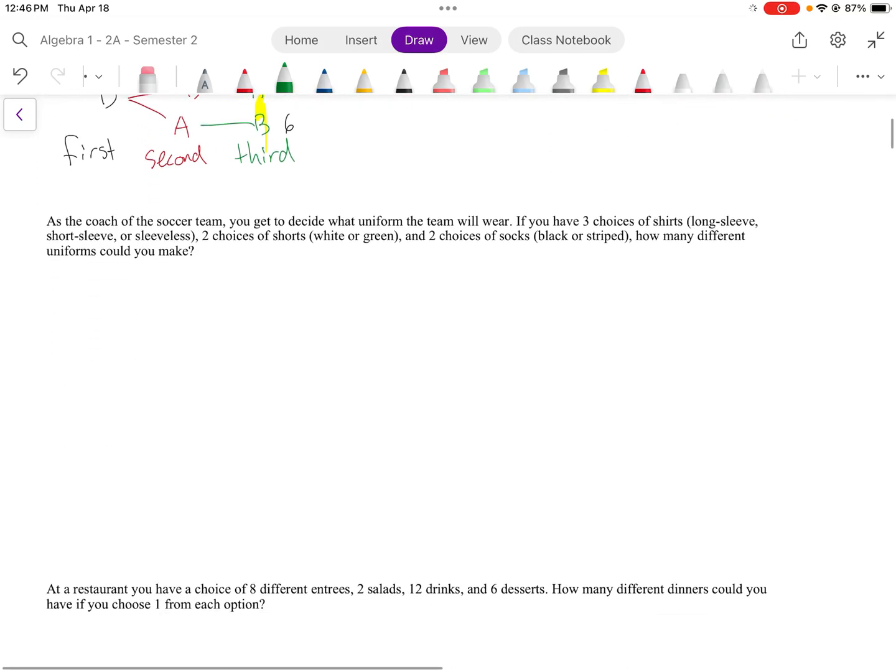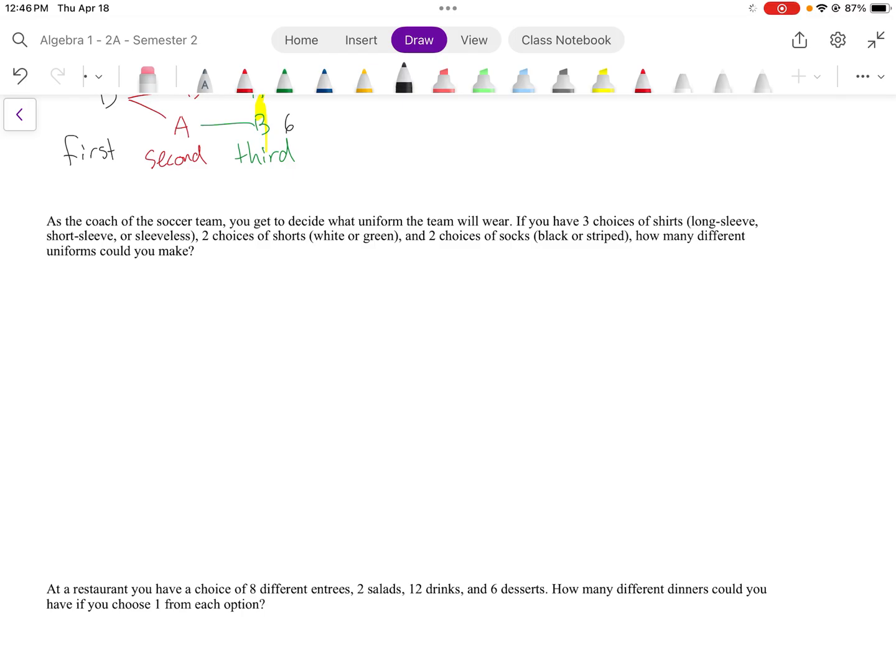In this second example, it's going to be a slightly different scenario. Instead of just picking 3 letters, there is a series of things to pick from. So it says, as coach of the soccer team, you get to decide what uniform the team will wear. You have 3 choices of shirts, long sleeve, short sleeve, or sleeveless, 2 choices of shorts, white or green, and 2 choices of socks, black or striped. How many uniforms could you make?